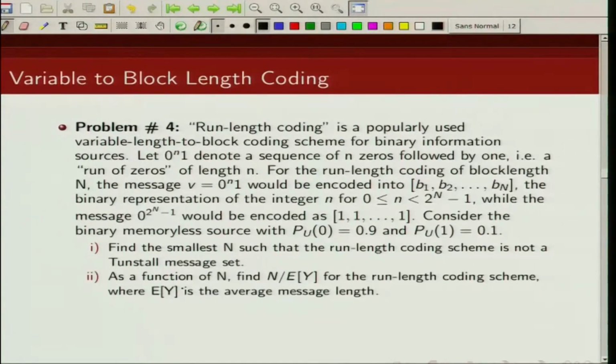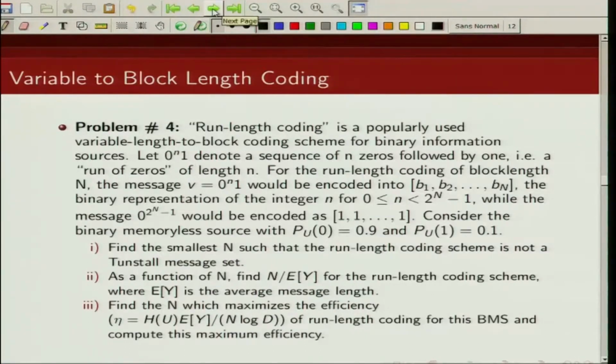The next question is, as a function of this n, find the ratio of output code word length, which is n, divided by the expected length of the input, which is the expected value of Y. Find this ratio as a function of n. And the third part is to find a value of n which will maximize this efficiency. In other words, find a value of n which will minimize this ratio.